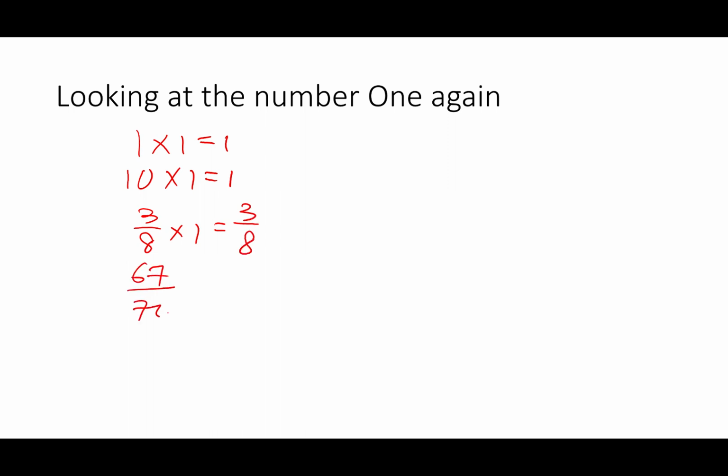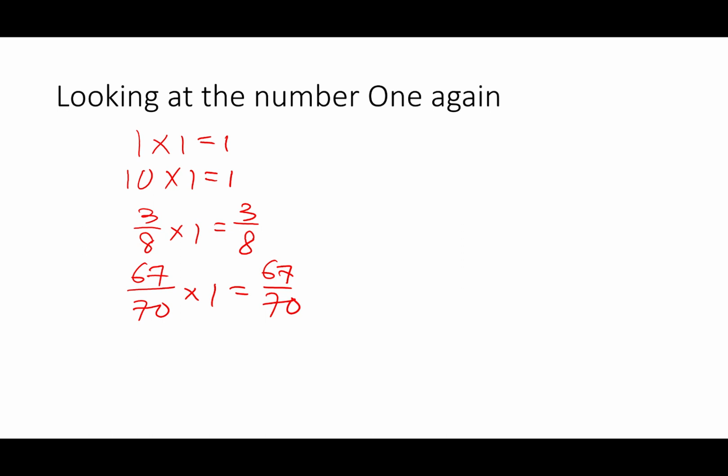When you multiply or divide any number by 1, the number is the same. The rule also goes for fractions. Right? For example, if I have 1 times 1, I get 1. 10 times 1, I get 10. So when it comes to fractions, it's also the same. 3 over 8 times 1, I get 3 over 8. 67 over 70 times 1, I get 67 over 70.